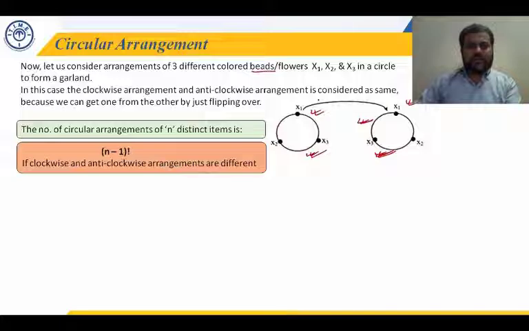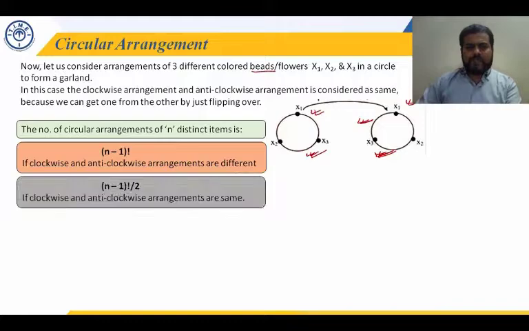Fine. So in a nutshell, the number of circular arrangements of n distinct items is n minus 1 factorial if clockwise and anti-clockwise arrangements are different. And it will be n minus 1 factorial divided by 2 if clockwise and anti-clockwise arrangements are the same. So normally in case of arrangements of people, the clockwise and anti-clockwise arrangements will be different. And in case of arrangements of beads or flowers around a circle to form a garland, clockwise and anti-clockwise arrangements would be the same. So in questions on beads or flowers, you have to divide n minus 1 factorial by 2 to get the number of circular arrangements.